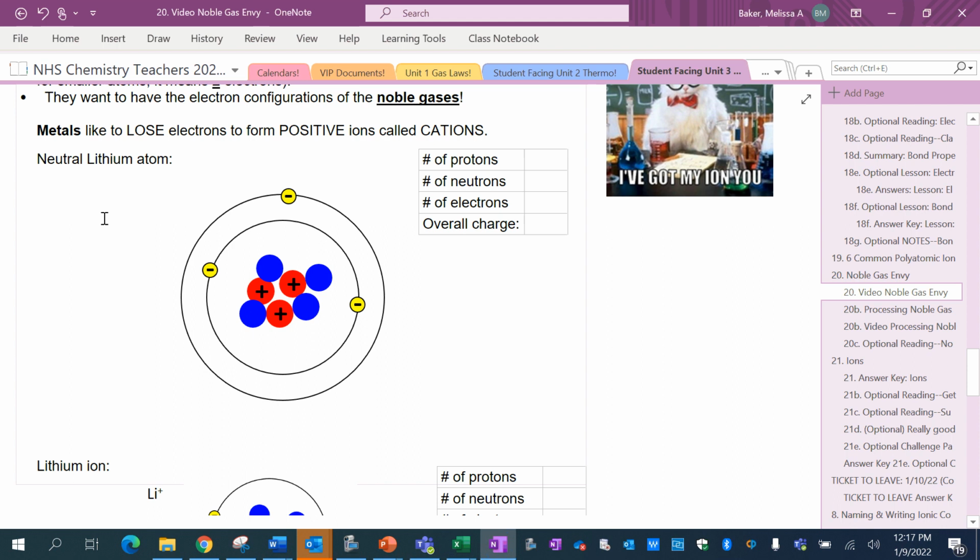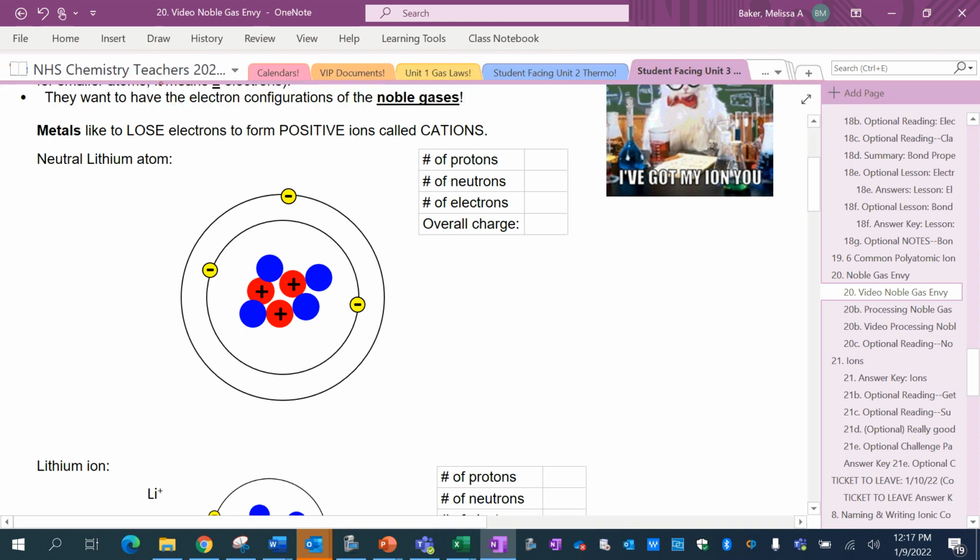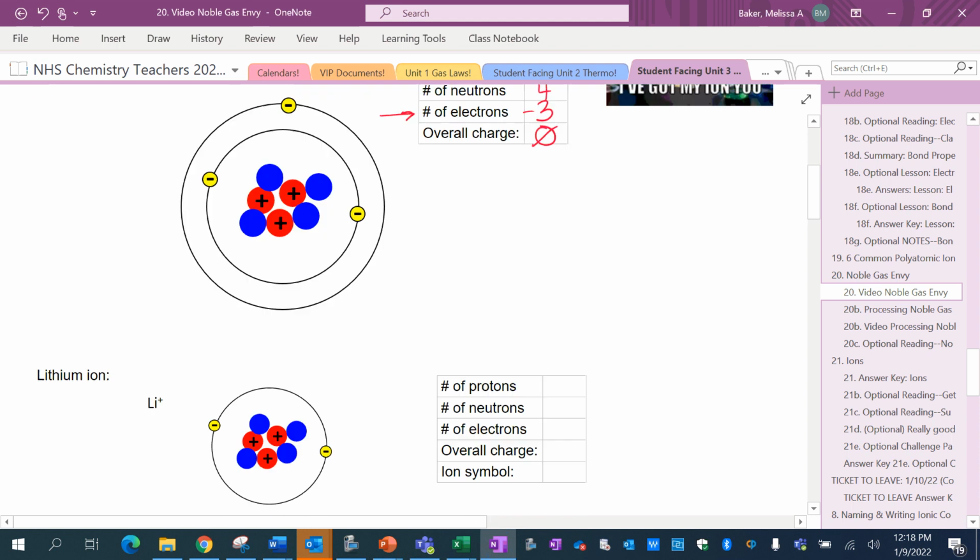So this is a neutral lithium atom pictured here. How many protons does it have? The red ones are the protons. There are 3. Neutrons are the blue ones. There are 4. And there are 3 electrons. To determine the overall charge, we just pay attention to the protons and the electrons. Positive 3 and negative 3 cancel out, leaving a 0 charge.